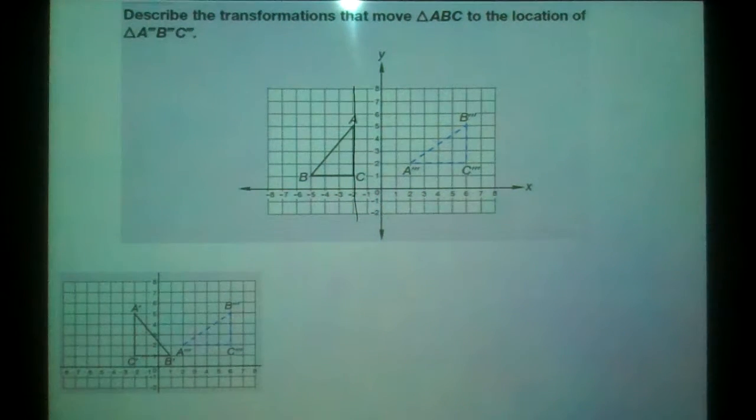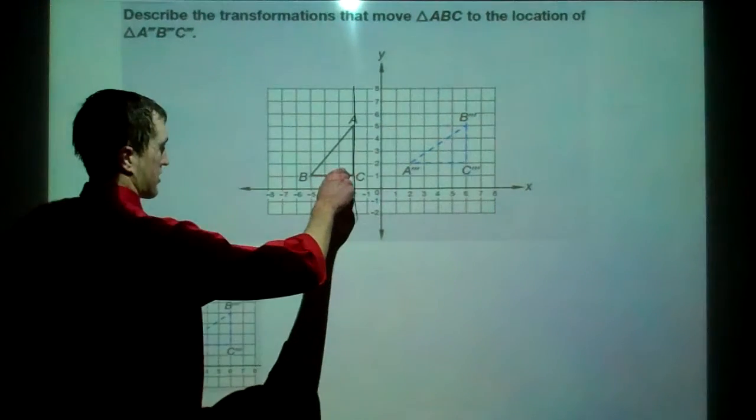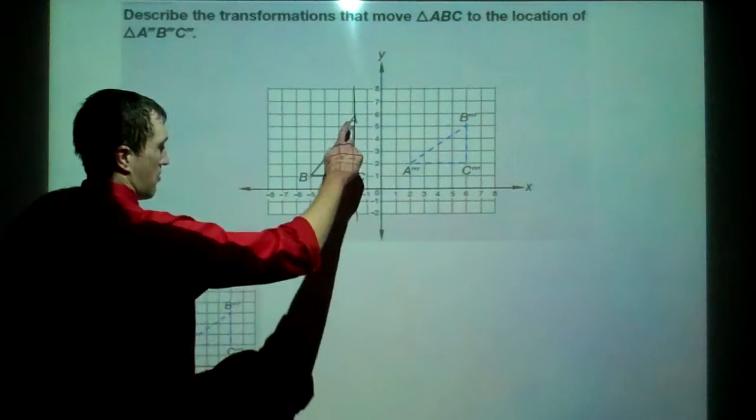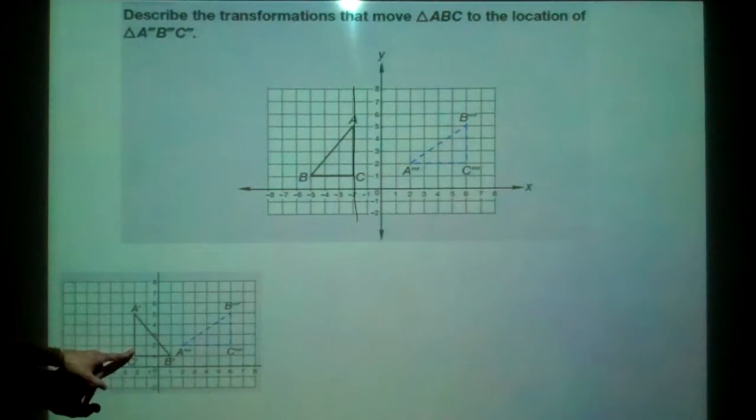So on line AC, they reflected it. All that happened was they took this and flipped it around here. Mirror image would be this right here. So that's the first thing they did.